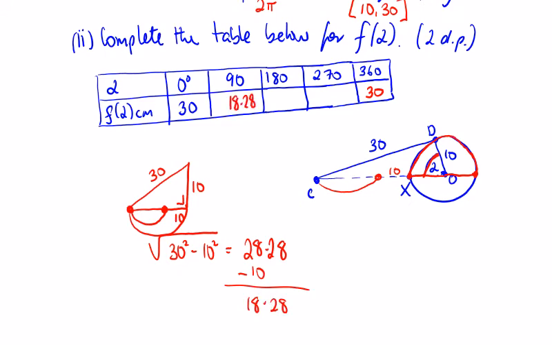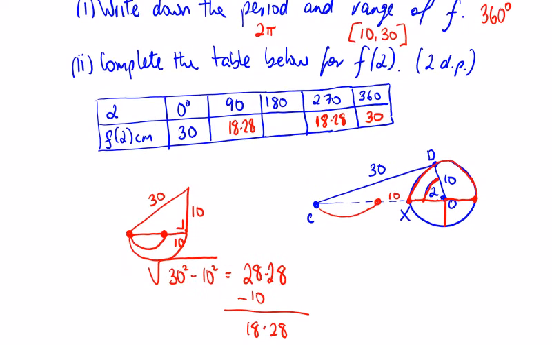Now, as I said, if we come down to the bottom, we're going to have exactly the same triangle, just flipped upside down. So 270 is also going to be 18.28. And 180, well, we got that already up here for the range, that's going to be 10, because we have 2 radiuses. So we'll have this distance here being what's left, which is also 10.